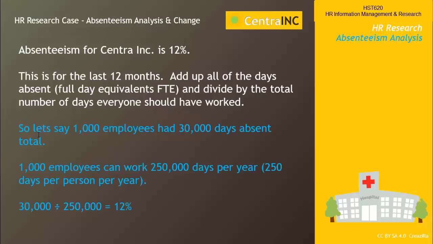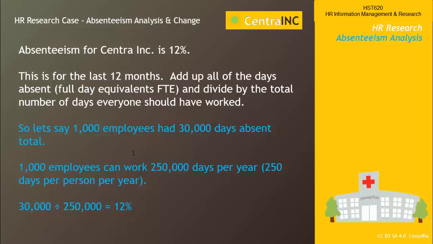So let's assume that our company has 1,000 employees and 30,000 days were absent total. I'm just using big numbers. So all the 1,000 employees together had 30,000 absent days. Remember, if you had 2 half days, that would be 1 full day. Now, what's the capacity, or what we call the workload capacity, of these employees? Think about it. 1,000 employees together can work 250,000 days.